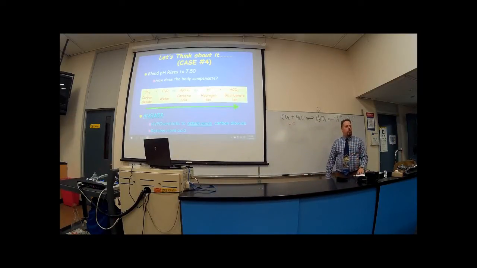This is the buffer system we've been talking about. Too much over here, the reaction goes this way. Too much over here, it goes this way. Too little over here, reaction goes this way. The buffer's fast, but you're going to need the lungs to really adjust it. And it's only good for a short amount of time. If you have too much of this over here, the kidneys have to get rid of it through the urine.